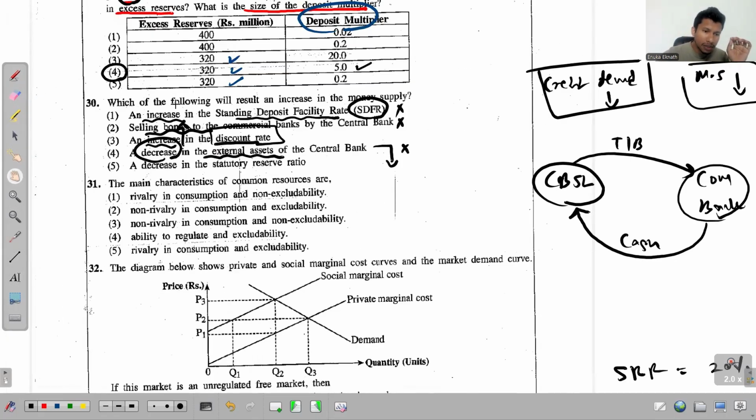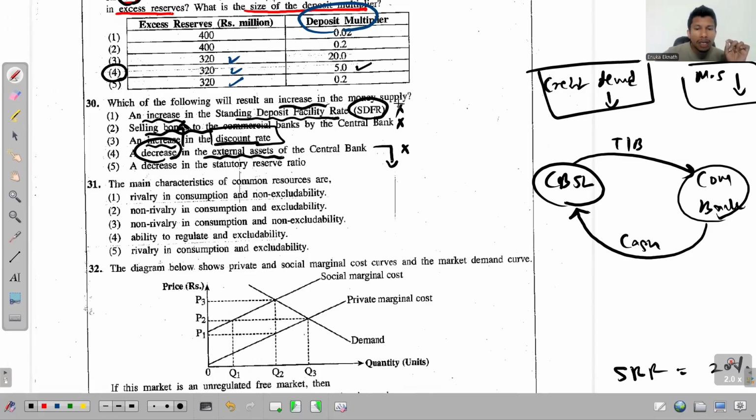See, the question asks us to recognize which one of the following will result in an increase in the money supply. So the answer is this fifth one. All right, now we will move to this question 31. It says main characteristics of common resources. So I think the best way to recognize the answer for this one is to think of an example for common resource. So what's the best example for these common resources?